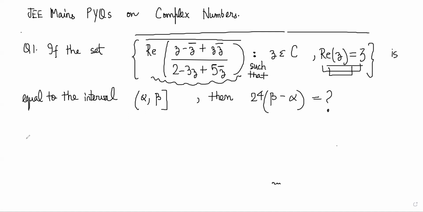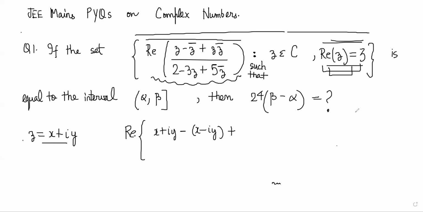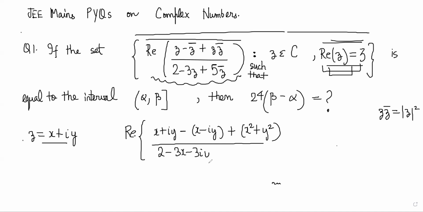In order to do that, let's think of Z as a complex number X plus Iy, right? Now we know that X is equal to 3. We'll put that later, but we'll simplify this first. So real part of Z minus Z conjugate: X plus Iy minus X minus Iy. Z times Z conjugate is mod Z square, and mod Z square is X square plus Y square. Divided by 2 minus 3Z, so that is 3X minus 3Iy, plus 5Z conjugate, so plus 5X minus 5Iy, right?